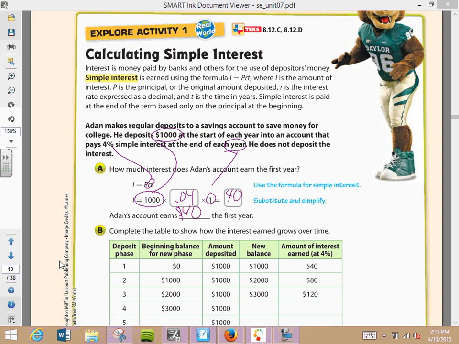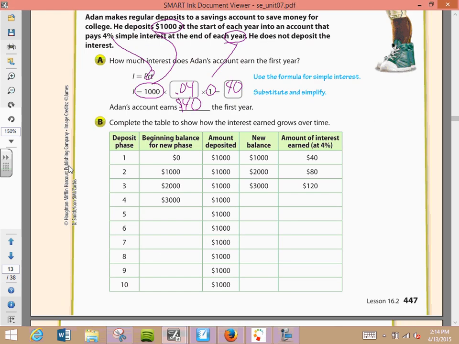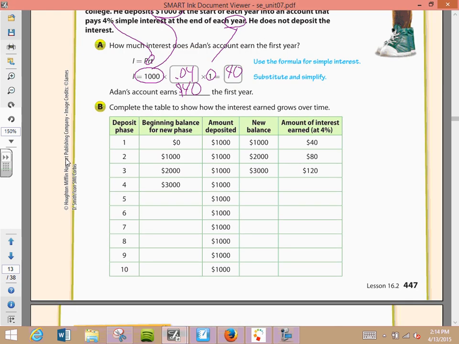The percentage does not change. What changes is just the total amount of interest at the end of it. You'll see in a minute. When we go over this table, we're going to fill it out, and I'll do the first row with you, and I'll let you do the rest of them.